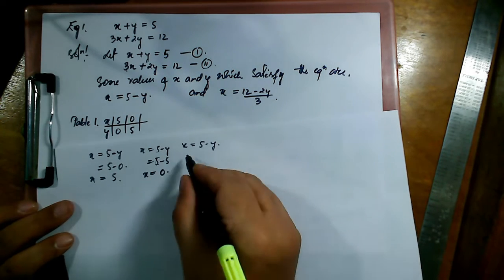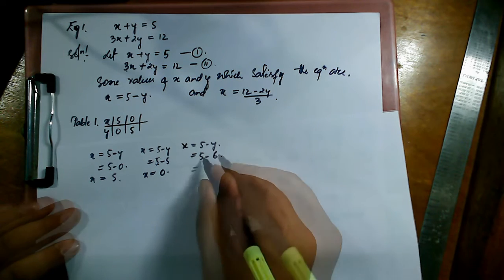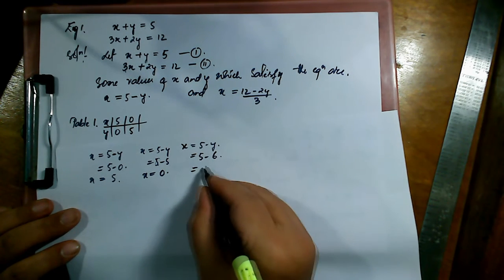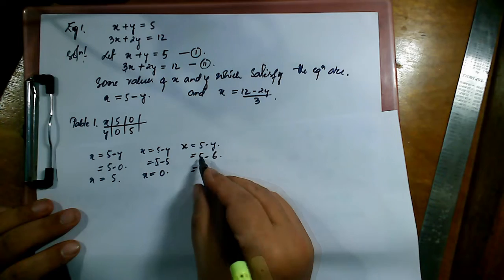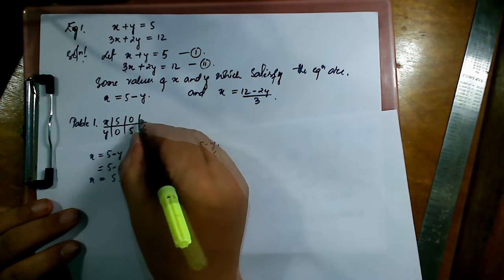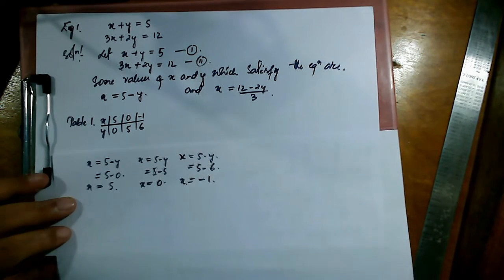And again, let's take one more value. Let's take 6. Then 5 minus 6, since 6 is larger, the sign is negative, so 6 minus 5 gives minus 1. When y is equal to 6, the value of x is minus 1. To draw a graph, we need at least 3 values.